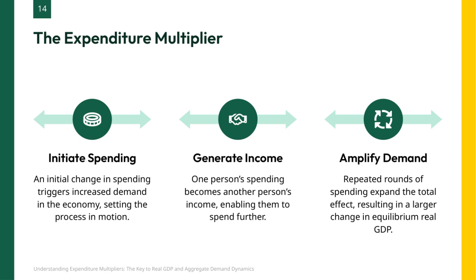Finally, repeated rounds of spending amplify demand even further. Each cycle expands the total effect, leading to a larger change in the equilibrium real GDP. Together, these steps show how an initial injection of spending can have a multiplied impact on the overall economy.